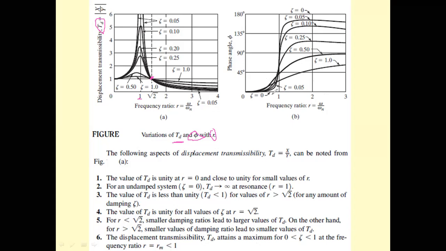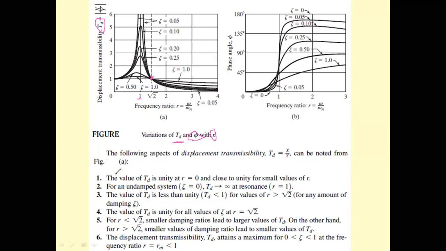Now when the frequency ratio is less than 1, then the phase angle increases with increase in frequency, and when the frequency ratio is greater than 1, the phase angle also increases with increase in frequency and damping ratio. So from these two curves, we draw some conclusions.